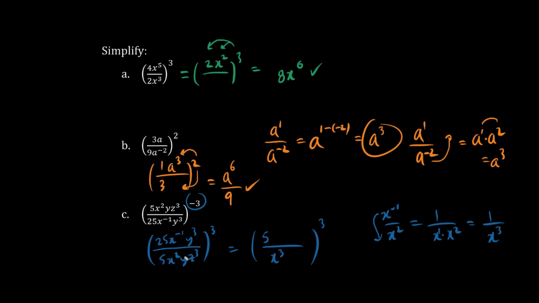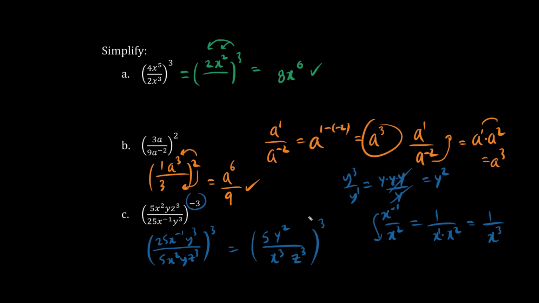And as for the y's, we have y cubed over y. Y cubed over y can be thought of as y times y times y over y. And these cancel. We can even subtract 3 minus 1 to get y squared. So we have y squared on the top here, and the z cubed is all by itself.